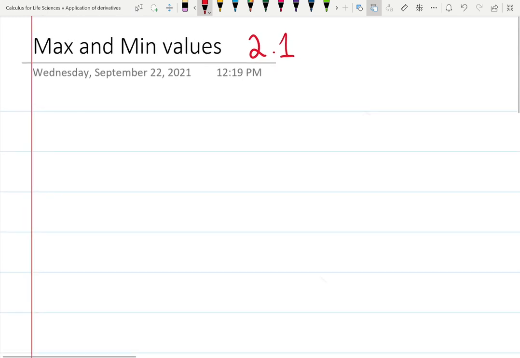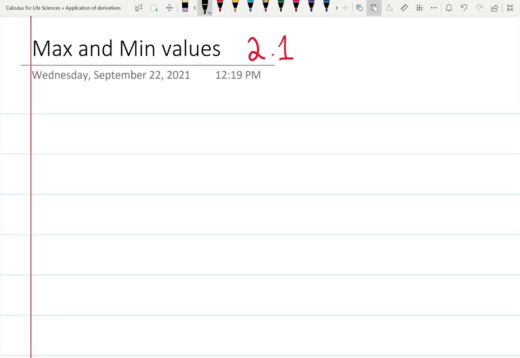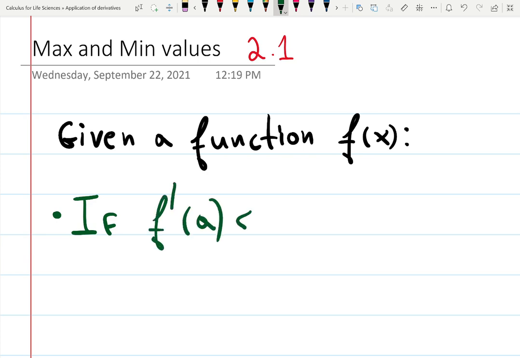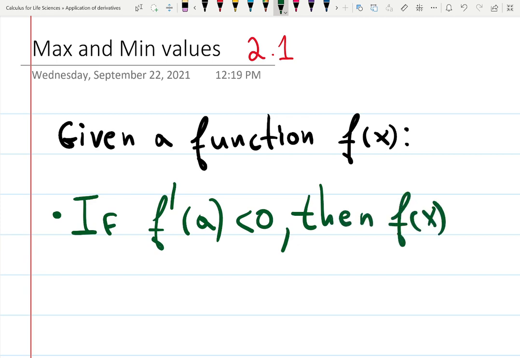Let's learn how to use the first derivative test and then general derivatives to find the maximum and minimum of functions. So, given a function f of x, this is what we need to remember. If f prime, the derivative at the point, is negative, then f of x, so that's the important thing.